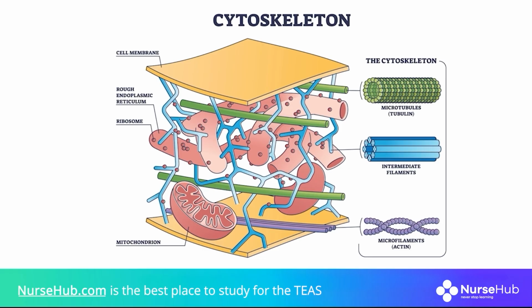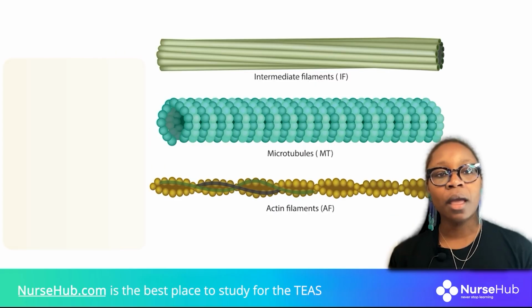You'll need to know these for the TEAS exam. The first is microfilaments. The second are intermediate fibers, and the last are microtubules. We're going to go through each one of those types of fibers so that you really understand the features and what distinguish them from one another.